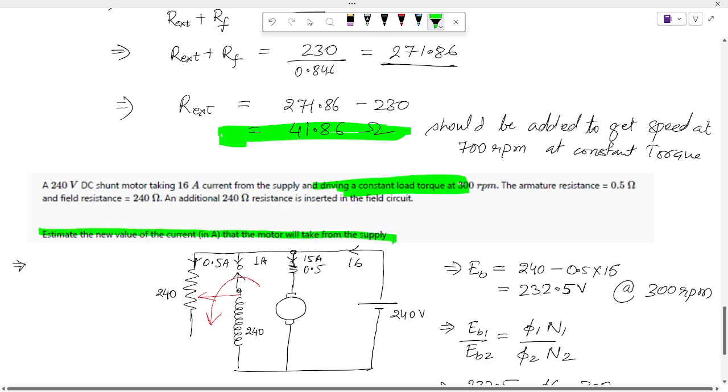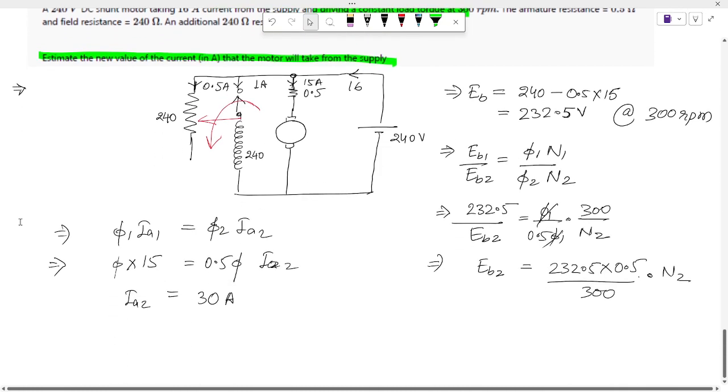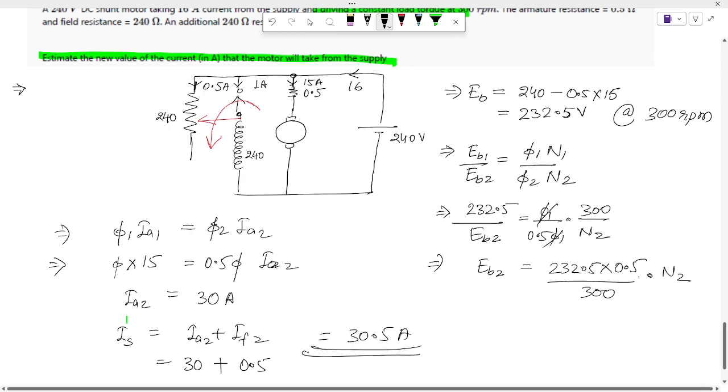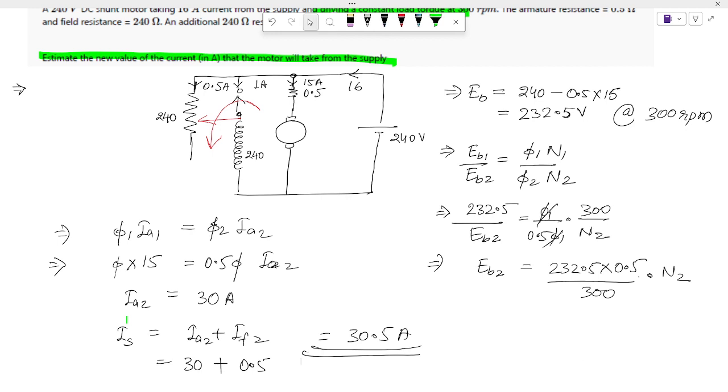So what they have asked: estimate the new value of current in ampere that the motor will take from the supply. So what is IF? Supply current IS will be equal to Ia2 plus IF2, that is 30 plus 0.5, that will be 30.5. Yes or no? Yes, sir. Okay.